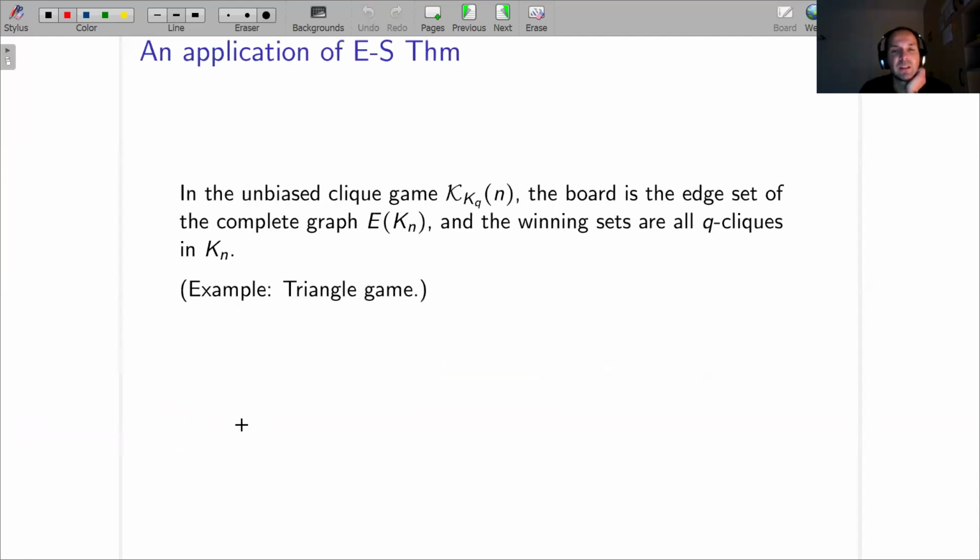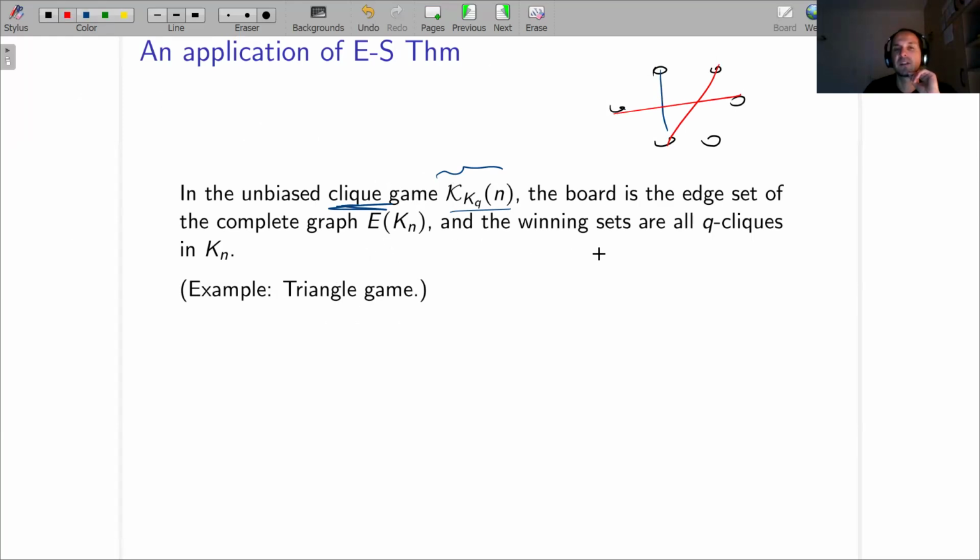And then let's look at an application of the Erdős-Selfridge theorem. So what is now the game? This is what we call the clique game. The board is the edge set. It's like the triangle game that we had earlier in our example. We had the K6, remember? And then players were claiming edges of this K6.